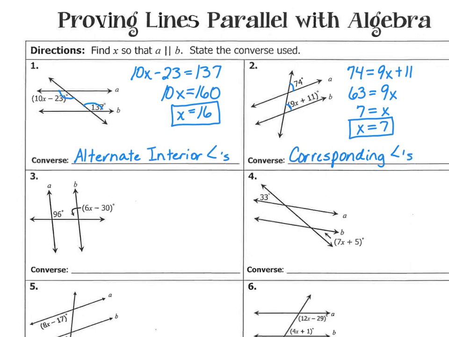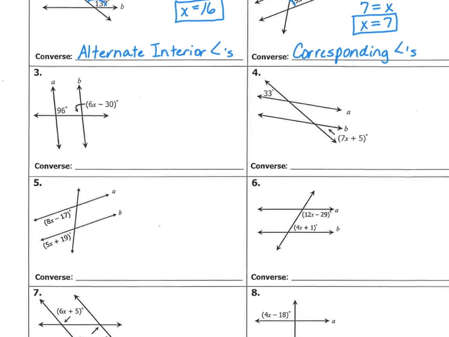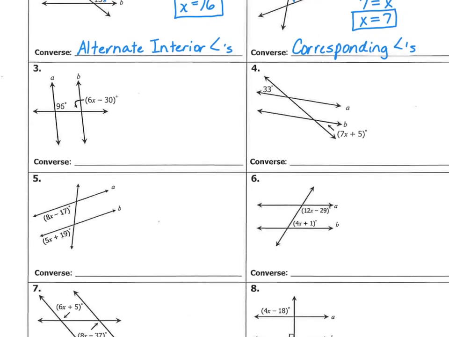All right, looking at number 3, we have this 96-degree angle, and then we have this angle here that is 6x minus 30. Those angles are same side interior angles. So in order for lines A and B to be parallel, the same side or consecutive interior angles must be supplementary, must add up to 180.